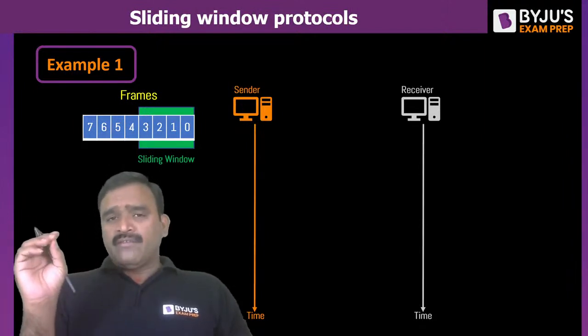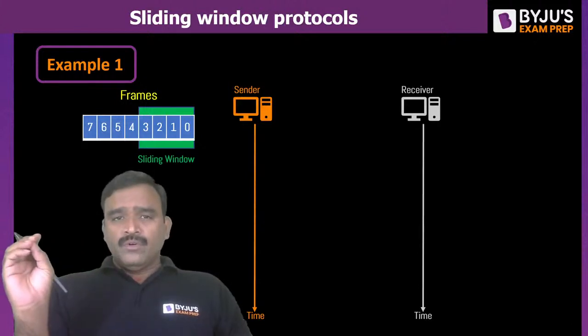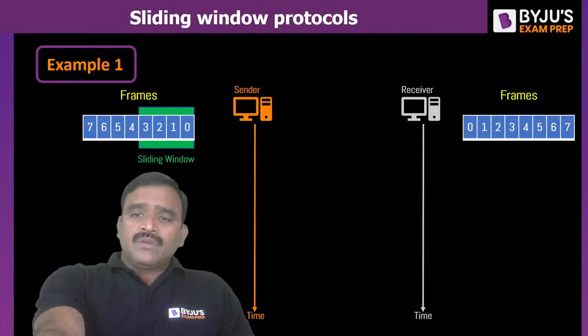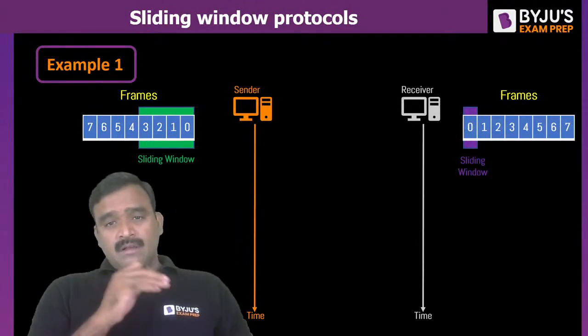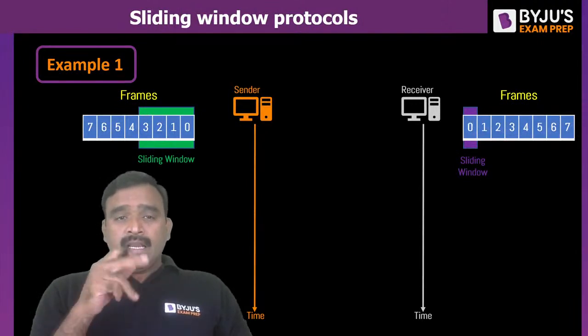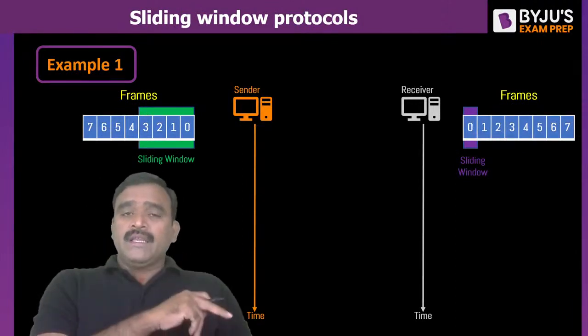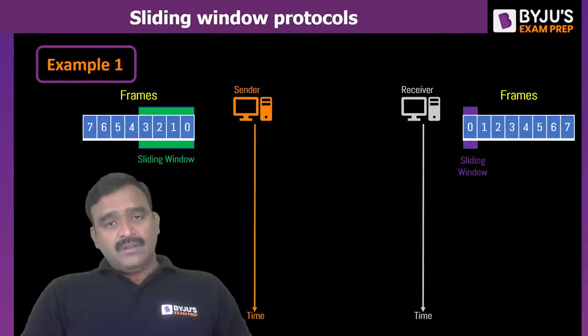Now at this point of time, I wanted to tell you how the window can be moved using this animated PPT. First, at the receiver, for example, frame 0 is expected. Observe carefully. And at the sender side, we are having frames 0, 1, 2, 3. Means all 4 frames can be sent without waiting for acknowledgement.